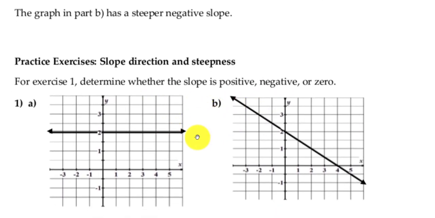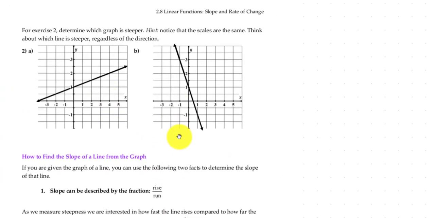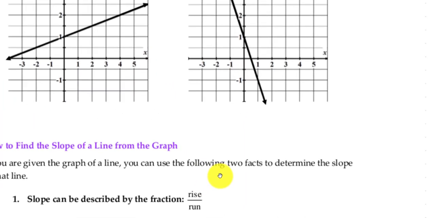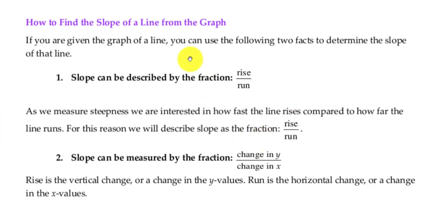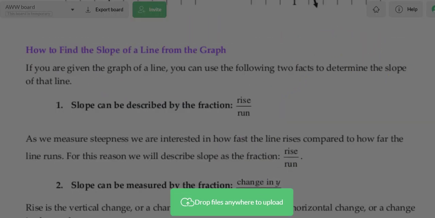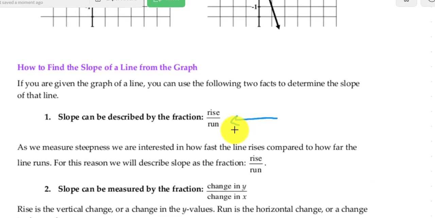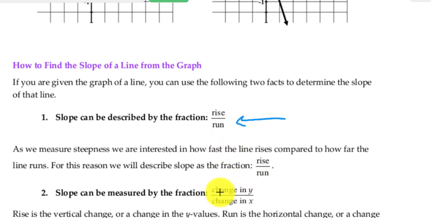Below are a few practice problems you should try. Again, I would look to the back of the book to check your answers. Those are good problems to practice. Now it says how to find the slope of a line from a graph. This is important. This rise over run is definitely something you want to remember. And then it also talks about slope can be measured as change in y over change in x.